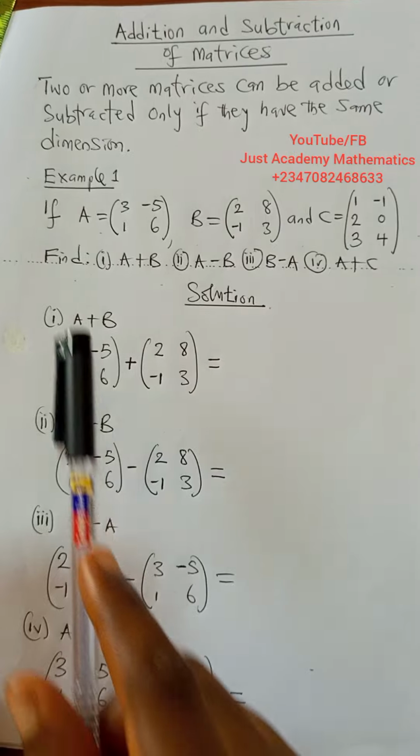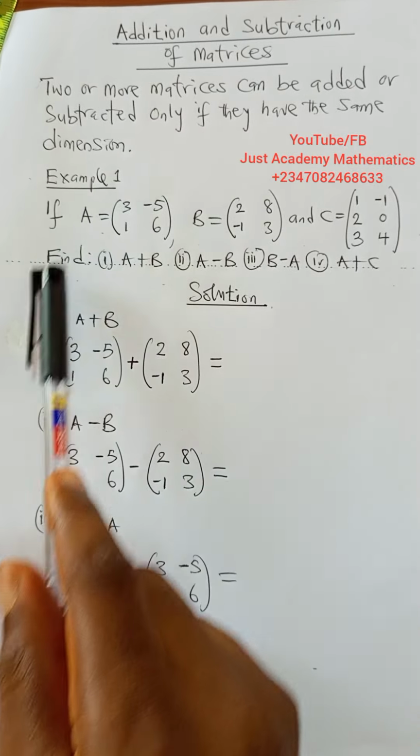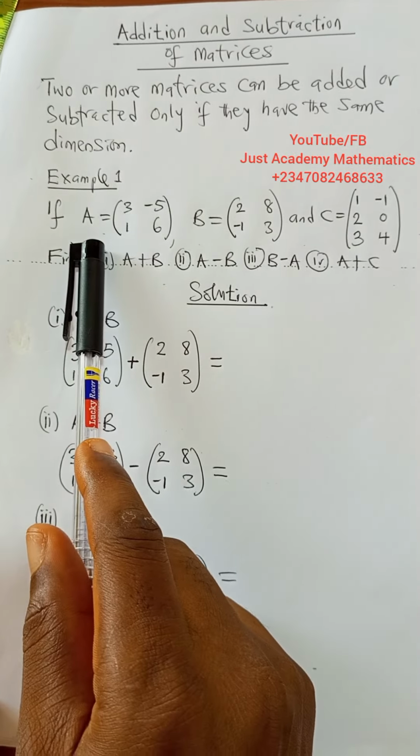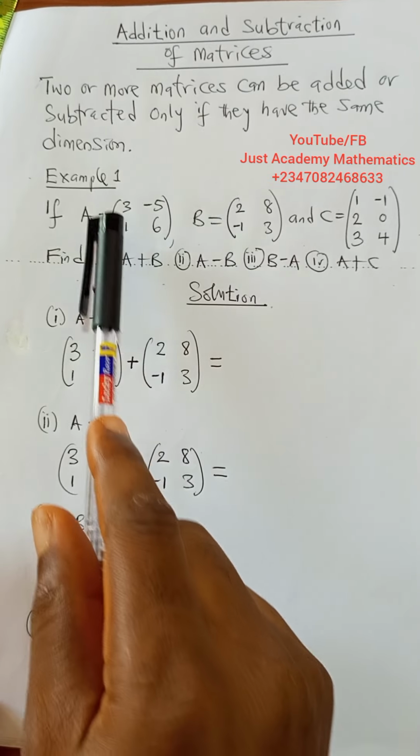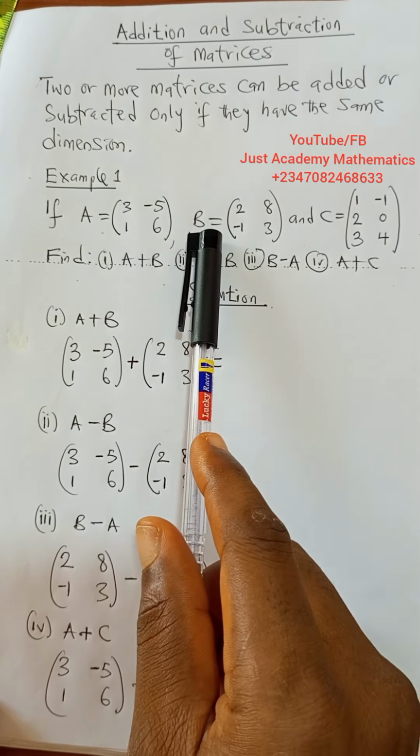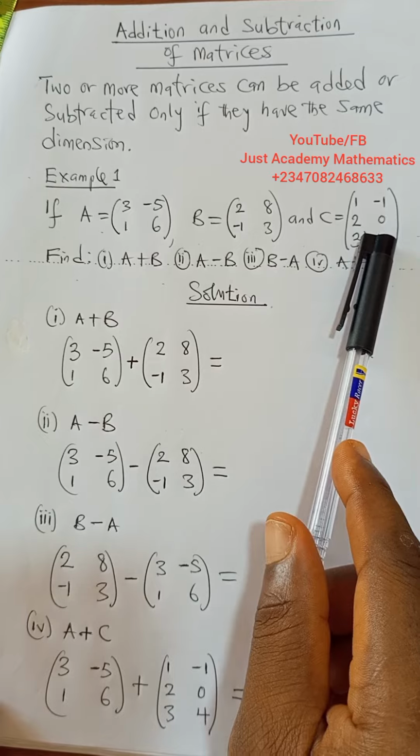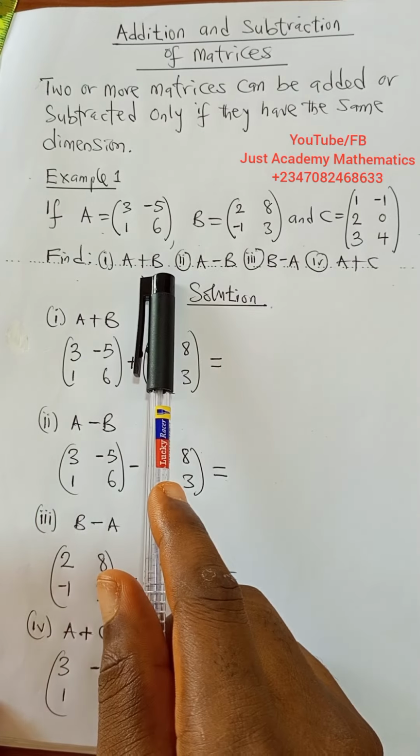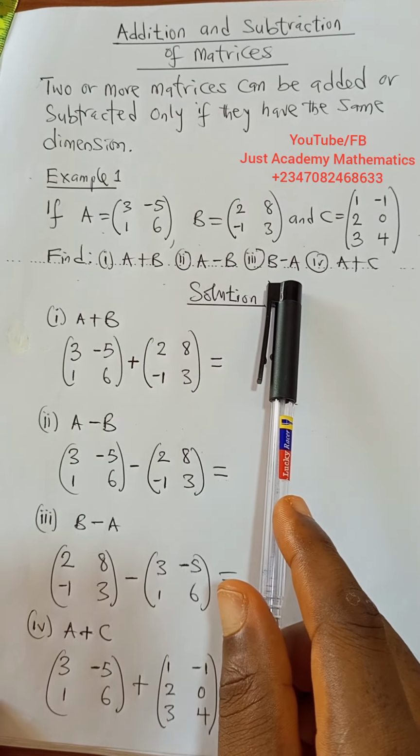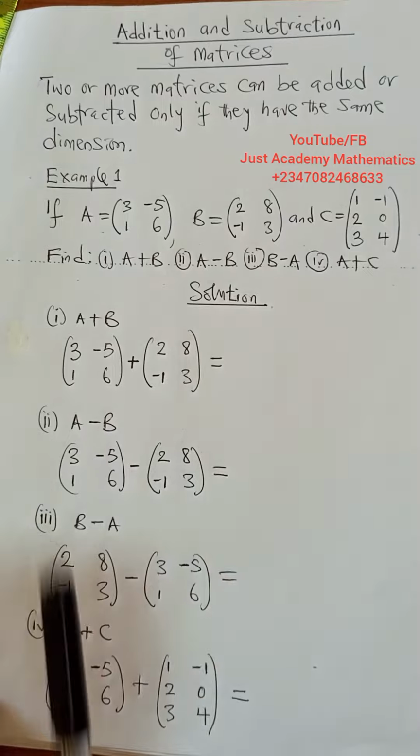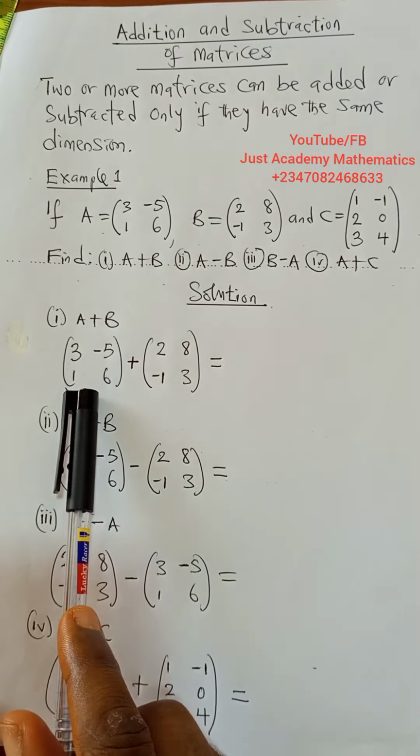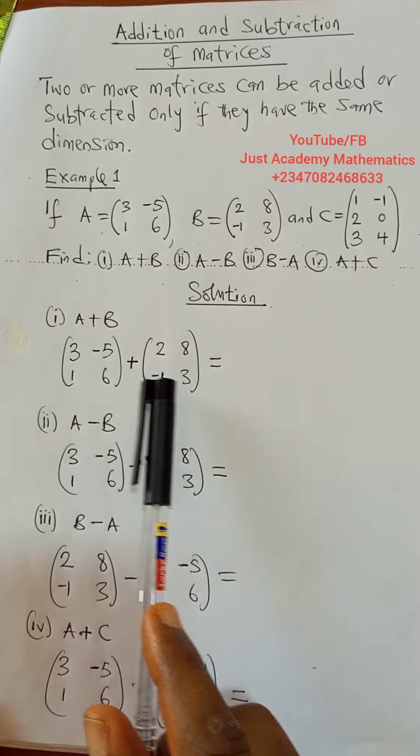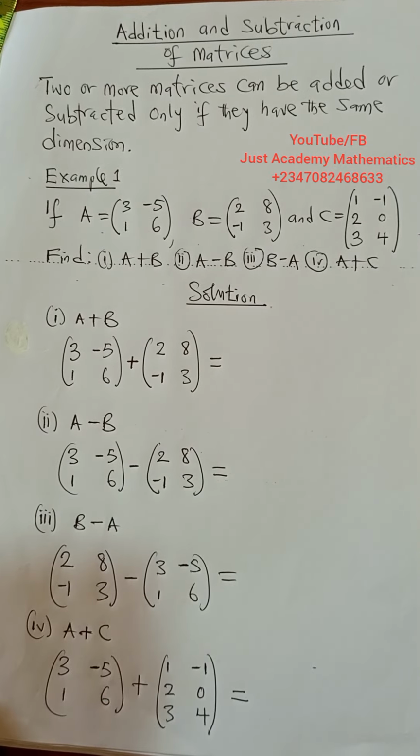So let's take an example. Example 1. If matrix A is given as this, 3, minus 5, 1, 6, and B is given and C is given, find A plus B, A minus B, B minus A, and A plus C. So let's see what happened here. So A plus B, this is matrix A plus matrix B. Now, this is how the addition goes.